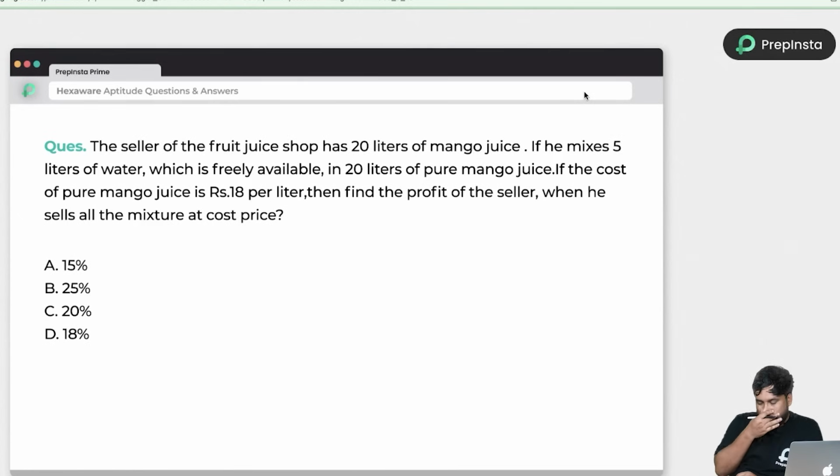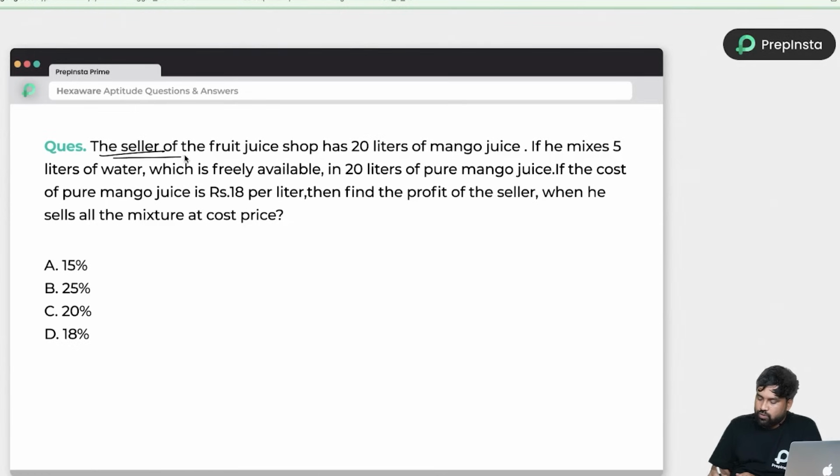Okay, so just look into the next problem, that is, the seller of the fruit juice shop has 20 liters of mango juice. Again, I'm telling you, try to pause the video and try to do it on your own. Then look into the explanation. Actually, you need to try so that you will see what the time difference is.